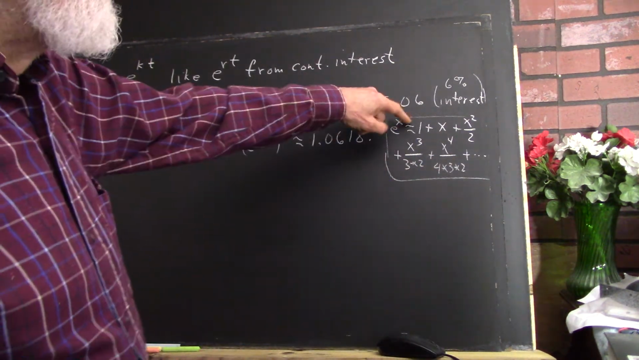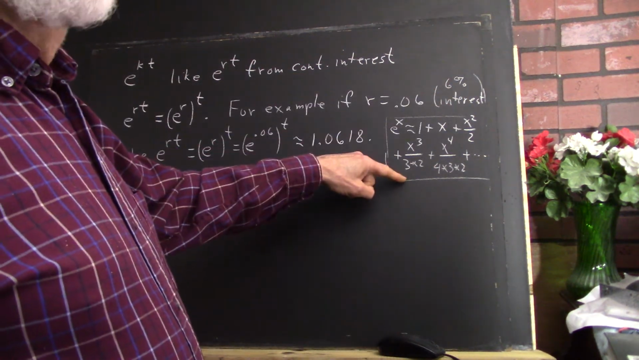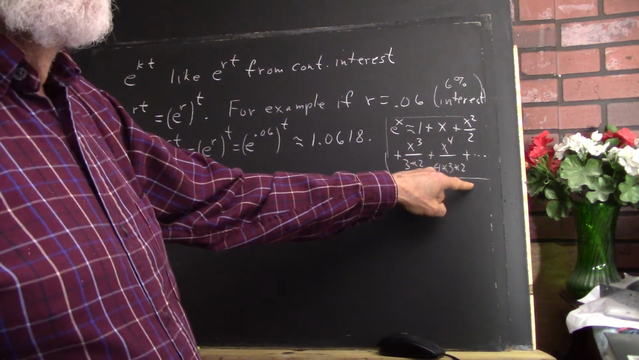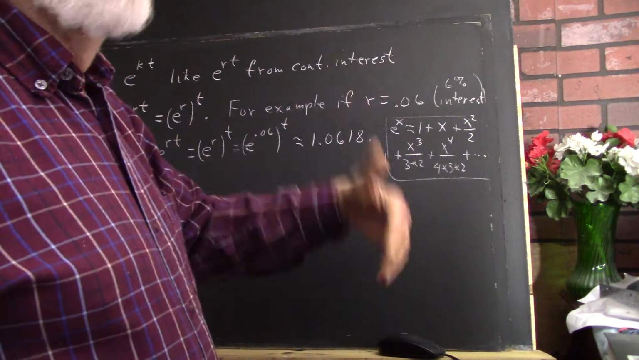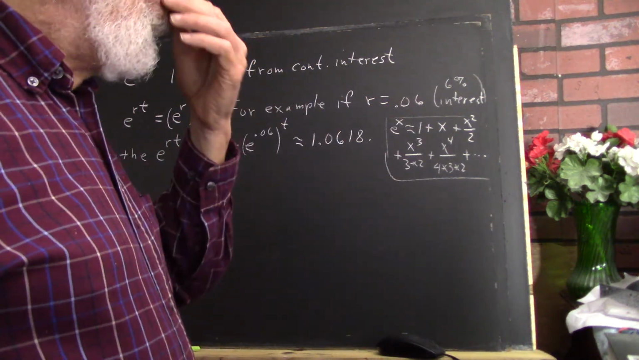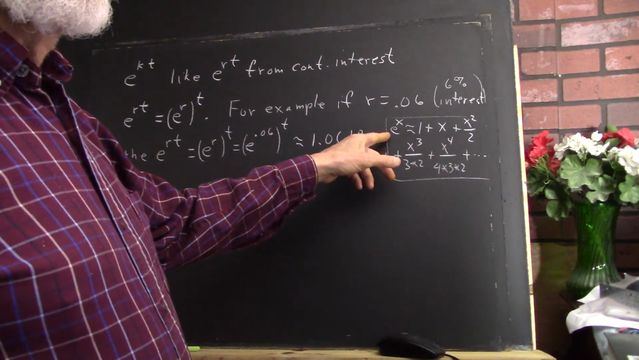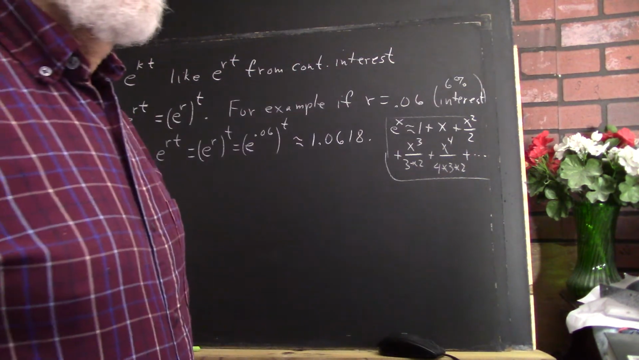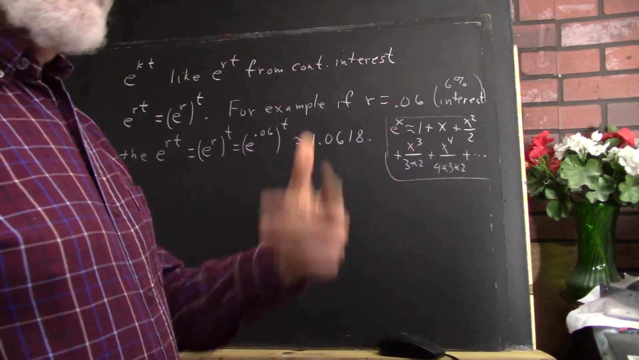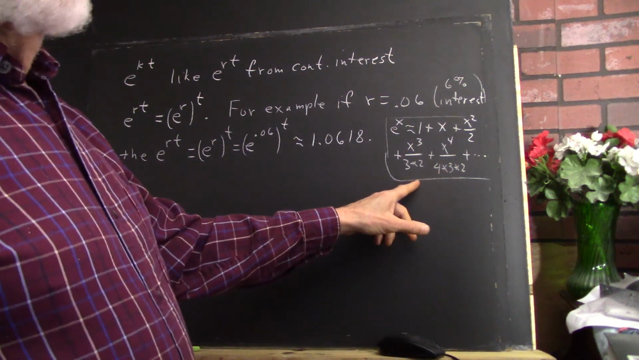e to the x is 1 plus x plus x squared over 2 plus x cubed over 3 times 2. So x to the 4th over 4 times 3 times 2. So the next one would be x to the 5th over 5 times 4 times 3 times 2, and so forth. Okay? So you can easily do the arithmetic and figure out e to the x to as many significant figures as you wish. Okay? Your calculator knows that, even if you don't. But it's actually pretty simple.